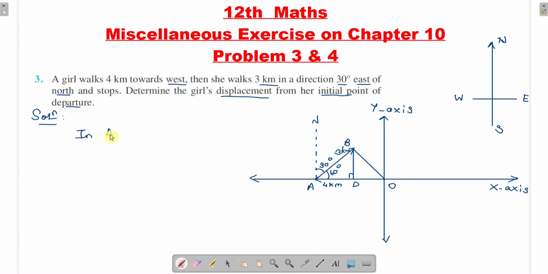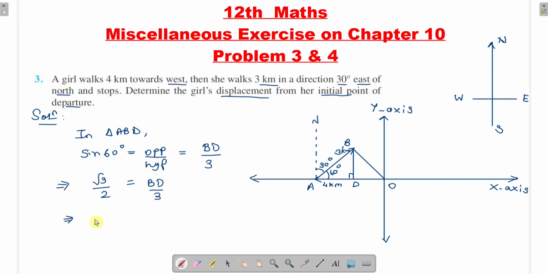we can now use the ratio formula for this triangle ABD. So in triangle ABD, first we will take sine of 60 degrees, which is opposite divided by hypotenuse. Opposite to the 60 degrees is BD, divided by hypotenuse, and hypotenuse is AB, that is 3 kilometers. So sine of 60 is root 3 by 2, equal to BD divided by 3. So this implies BD is 3 root 3 by 2.